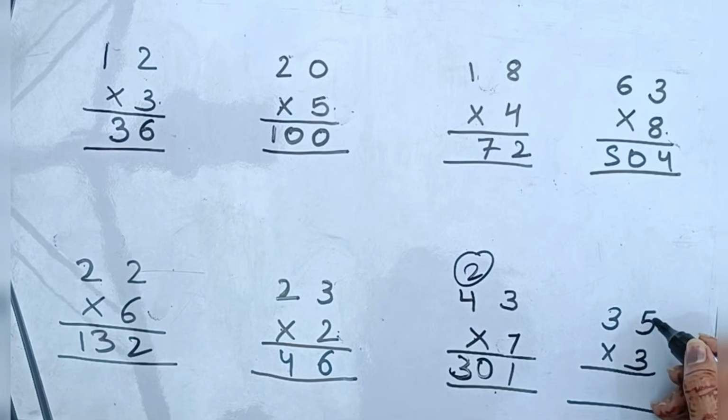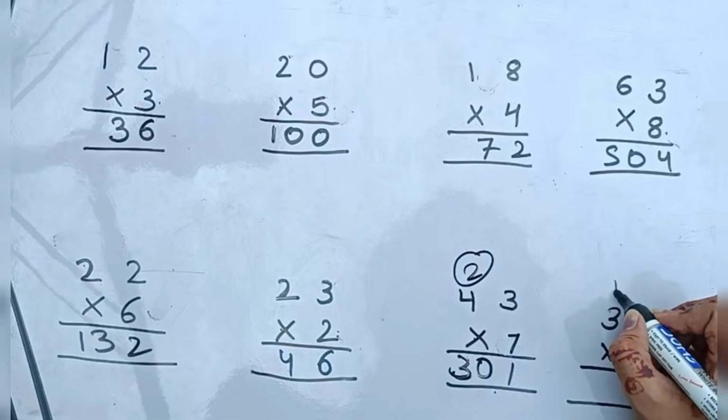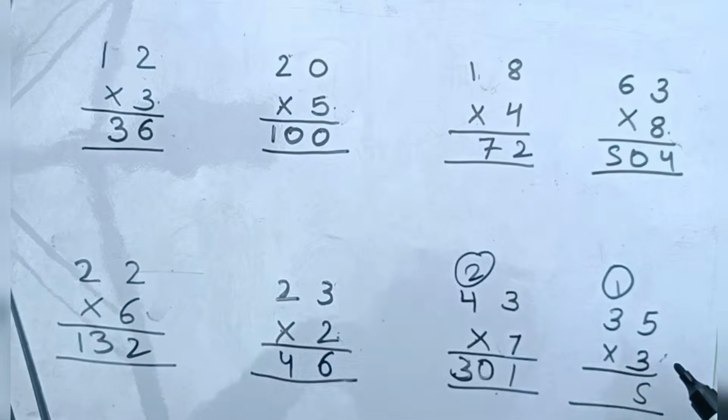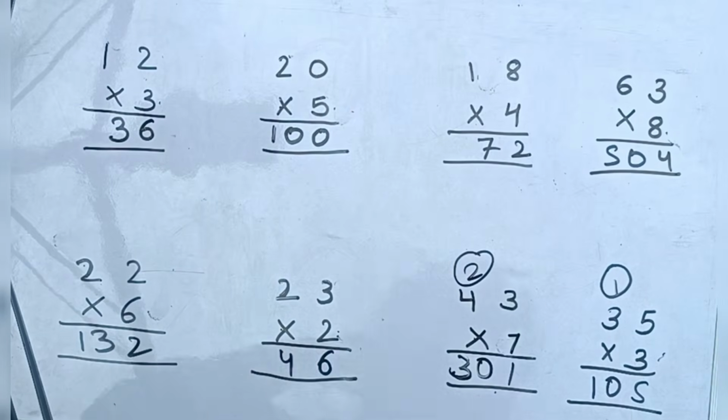Now 3 5s are, or 5 3s are. 5 3s are 15. 1 plus 5 is 6. 3 3s are 9. 9 plus 1 is 10.